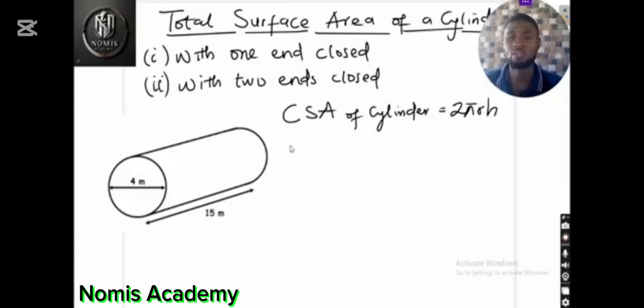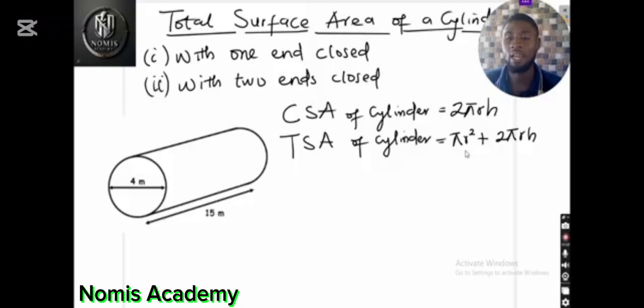Now, when one end is closed, remember that the end is a circle. So we need to calculate the total surface area. The total surface area of a cylinder when one end is closed becomes pi r squared plus 2 pi RH. This has been added to it because one end is now closed.